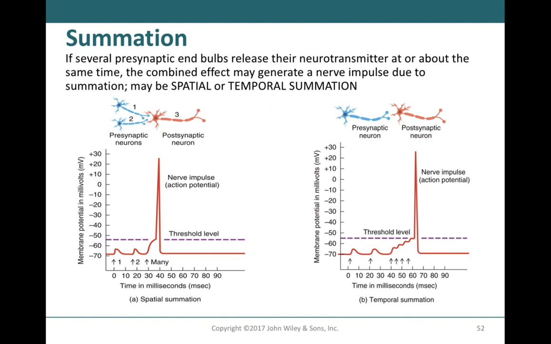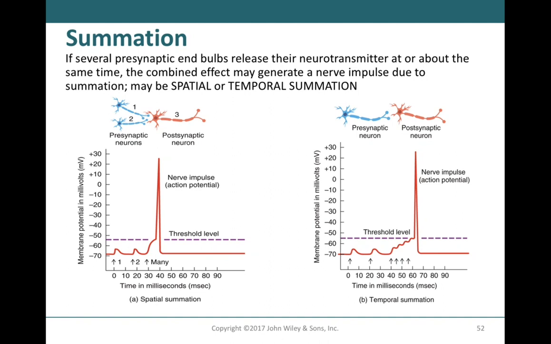So the concept of summation is when we take more than one EPSP or more than one IPSP and we summate their effects. We add up all the effects of the EPSPs and the IPSPs that are all converging on our neuron, and that's what's going to determine whether or not our cell will fire an action potential or not. So there's two major types of summation. We have spatial summation and we have temporal summation.